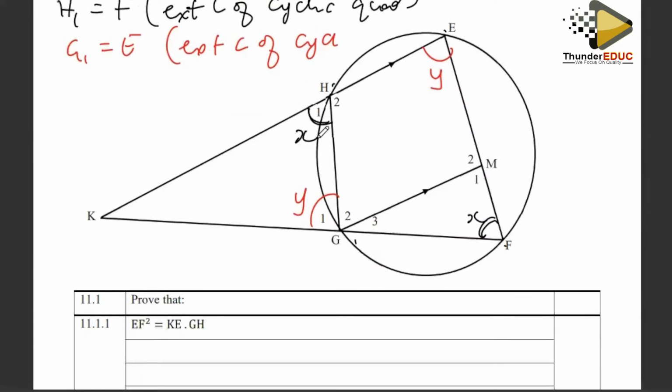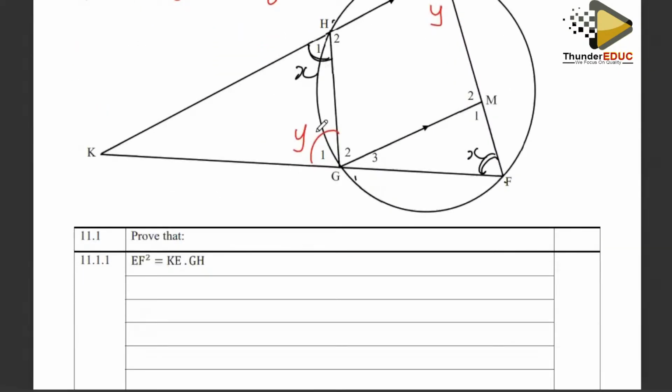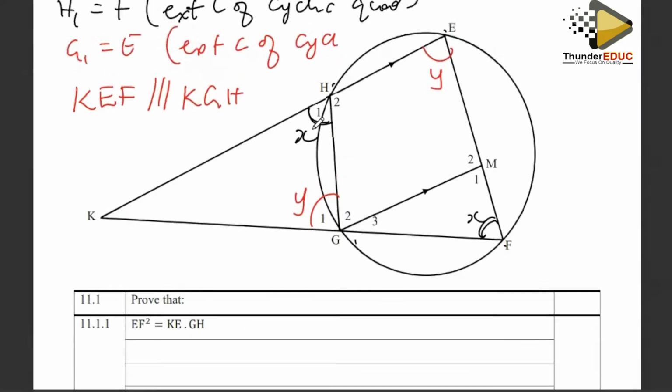Now let's do the proving. So what I'm going to do to get this, I need to prove that triangle KEF is similar to KGH. Okay, so KGH, the same as KEF. So this small triangle and a bigger triangle, prove that they are similar. And then we shall be in position to do that. So what we're seeing is that both triangles are sharing a K. Okay, K is the same as K.